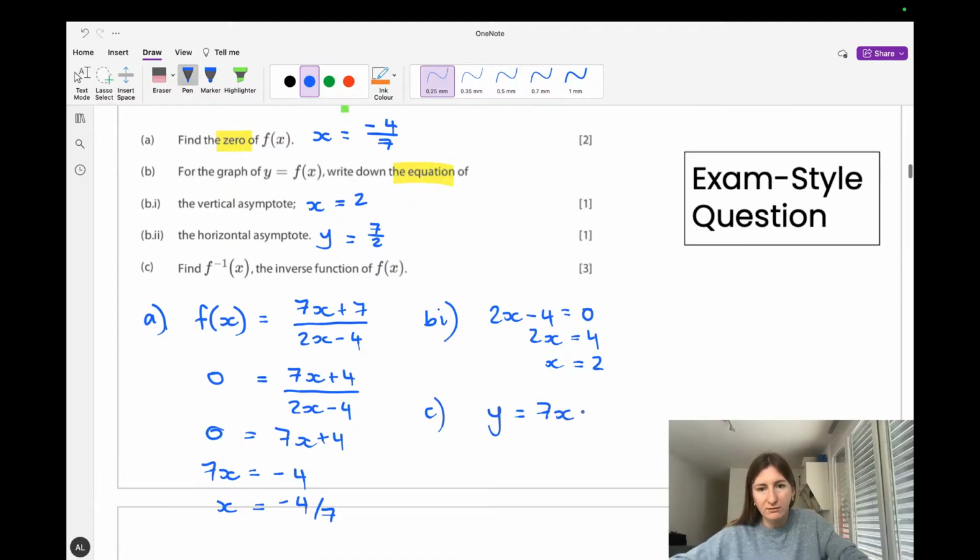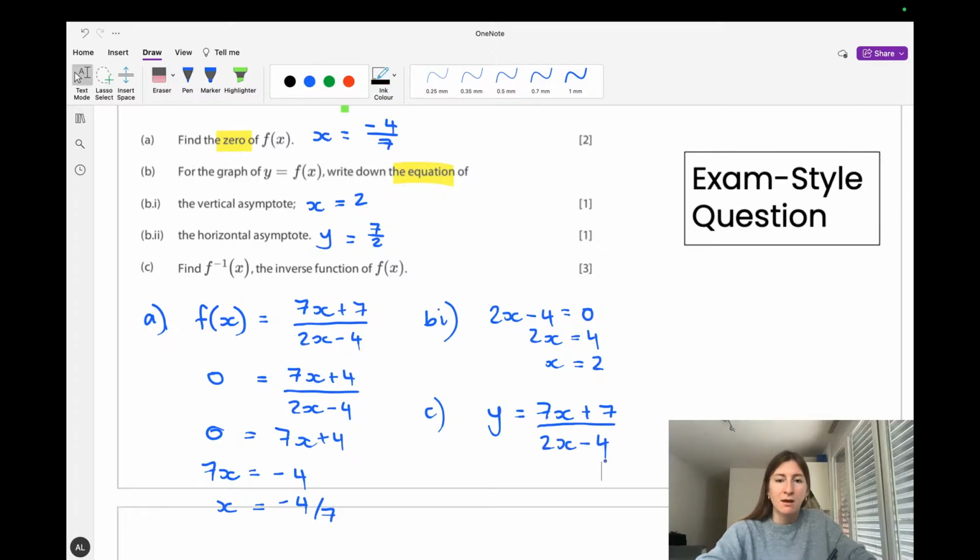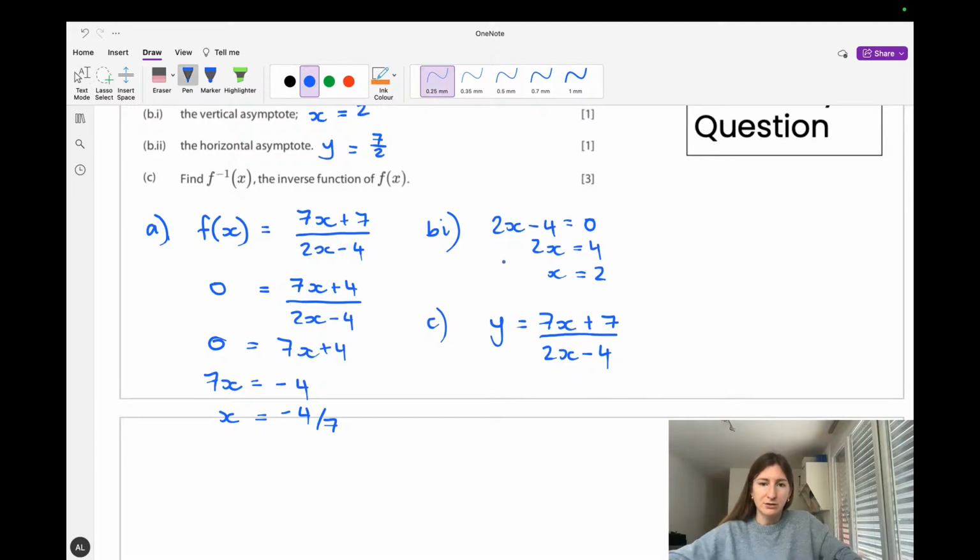So when you're finding the inverse, write it as y equals, so you have it in terms of x and y. And what we're going to do is try and get x to be the subject of the equation. So you could either switch x and y and then make y the subject again, or you can first make x the subject and then switch. Both are the same. So let's try and make x the subject. So I'm going to multiply by this denominator over here, so 2x minus 4.